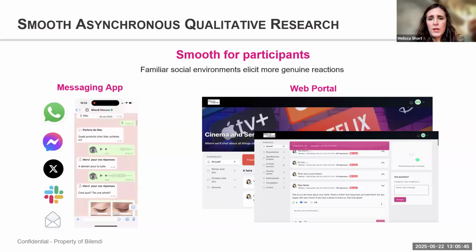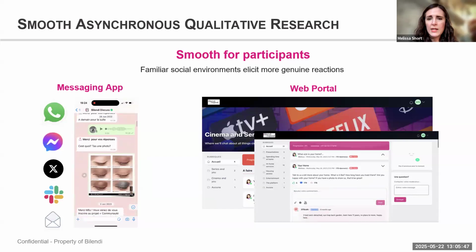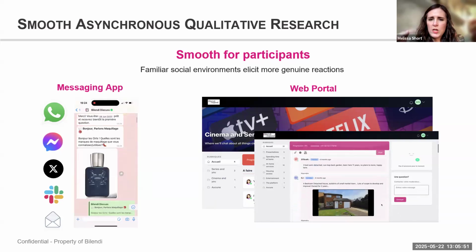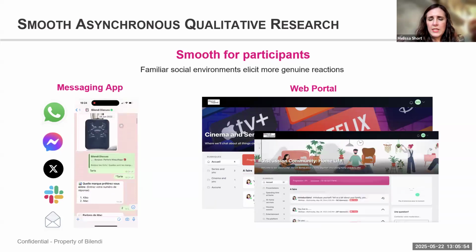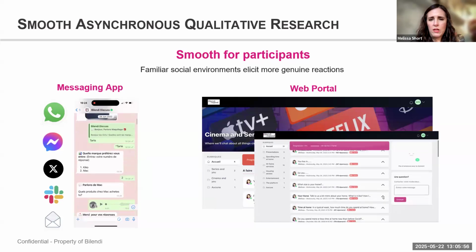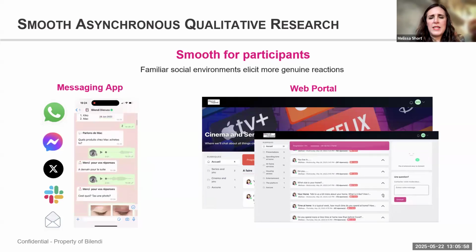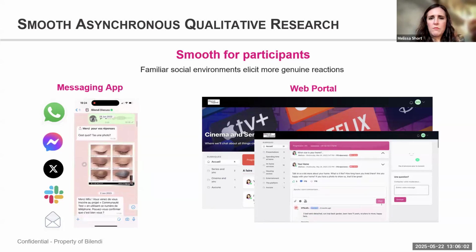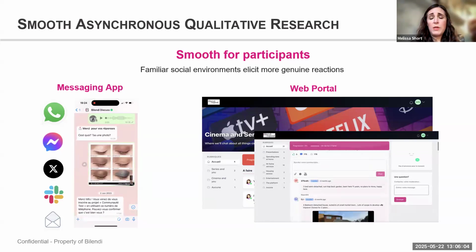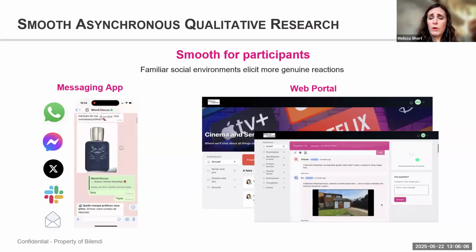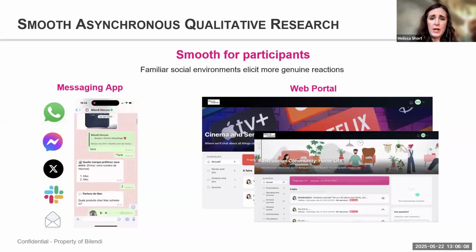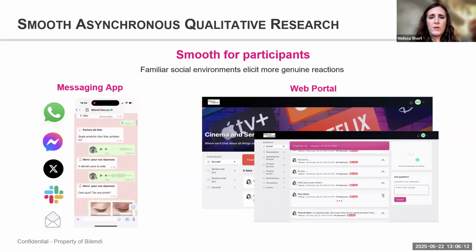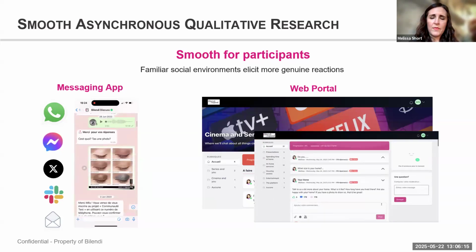And then in the web portal, it's a website. It looks a bit like Facebook, if you're kind of familiar with that. And so you can see that in both these cases, it's that really familiar online, social media style environment in any case that tends to elicit more genuine, authentic reactions because people are in a place where they're already comfortable. They already know how things work and feel at home, feel themselves in those spaces.